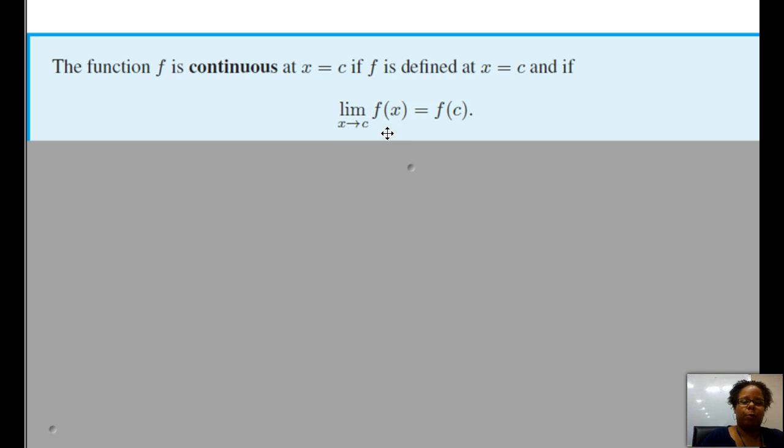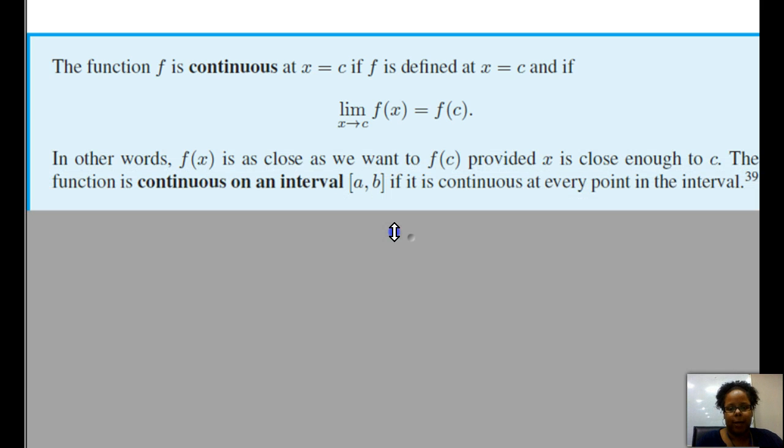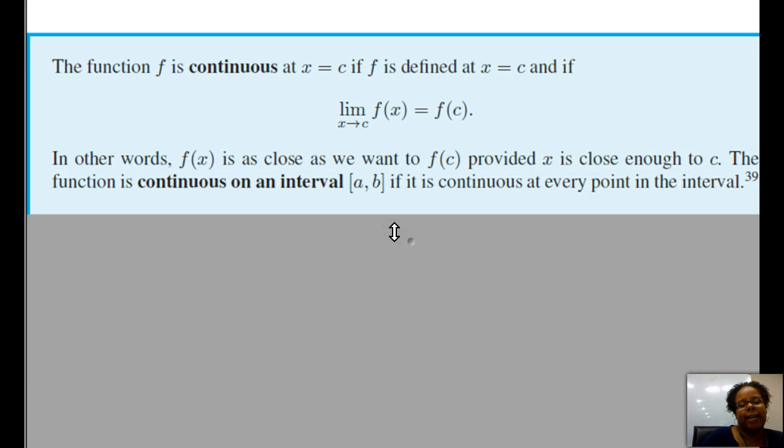Before, we were talking about continuous functions and continuous on an interval. Now we're talking about continuous at a point. And there are two requirements for a function to be continuous at a point. It must first of all be defined at that point, where x is c, and then the limit as x approaches c of f of x should also equal f of c. In other words, f of x is as close as we want to f of c, provided x is close enough to c. And we can use epsilon-delta as well to prove that.